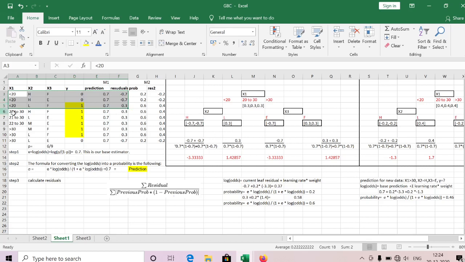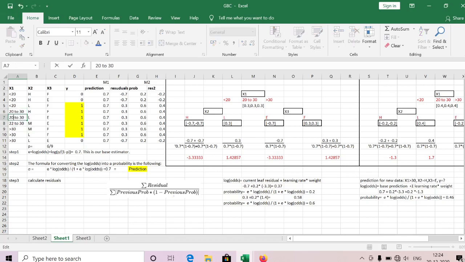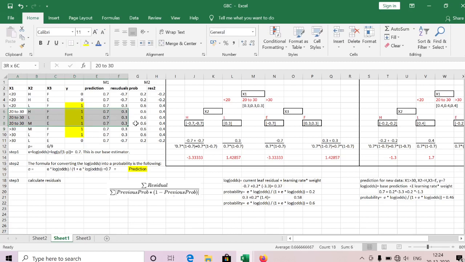And we'll go further. Let us take 20 to 30, all the records that are 20 to 30. These three records are in model 1. Here for 20 to 30, all are 0.3, so my residuals are 0.3. My leaves are here: this is one leaf, this is another leaf, and another, and another. These are all the leaves. For these three records I mention 0.3, 0.3, 0.3.